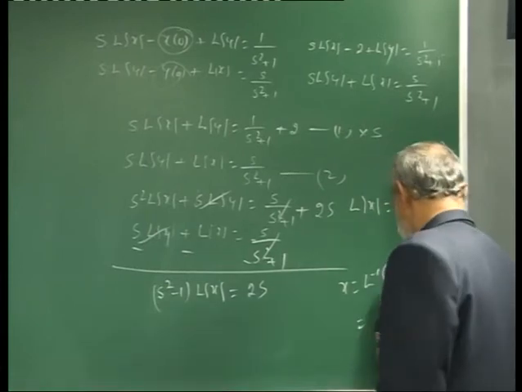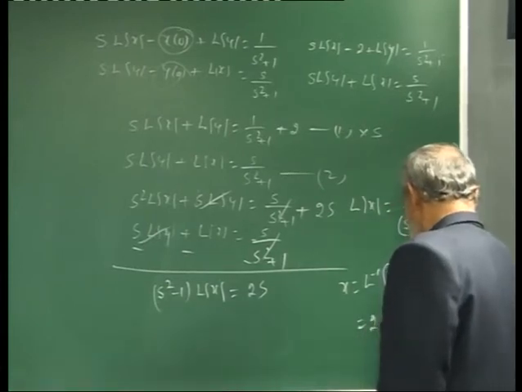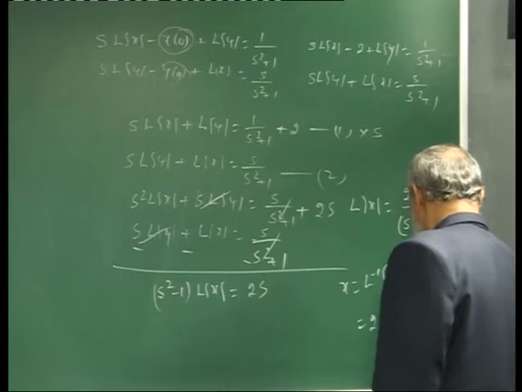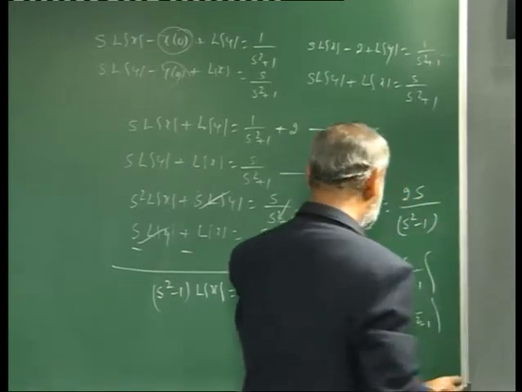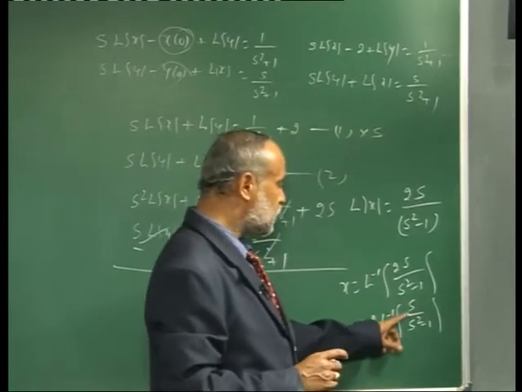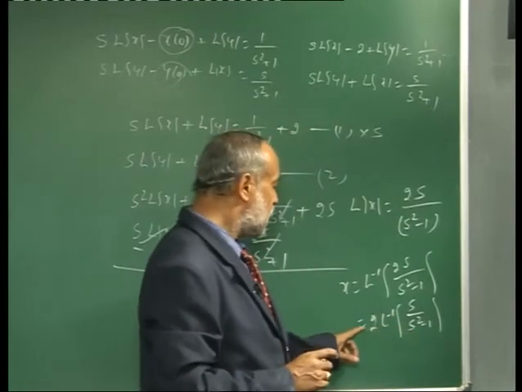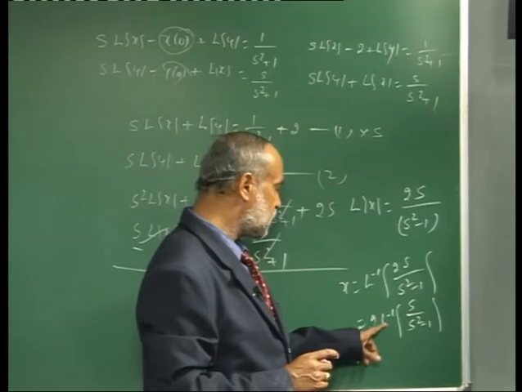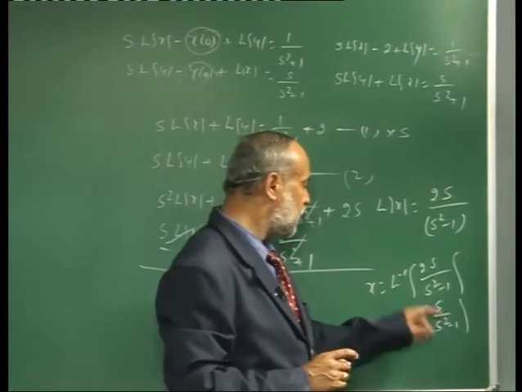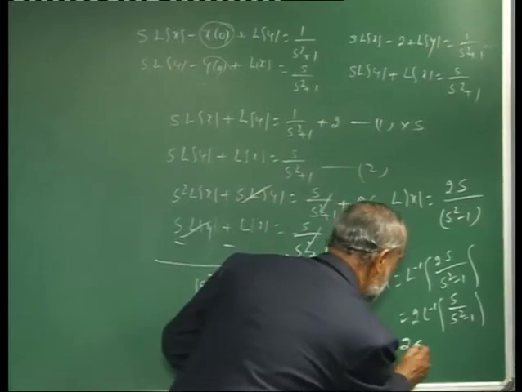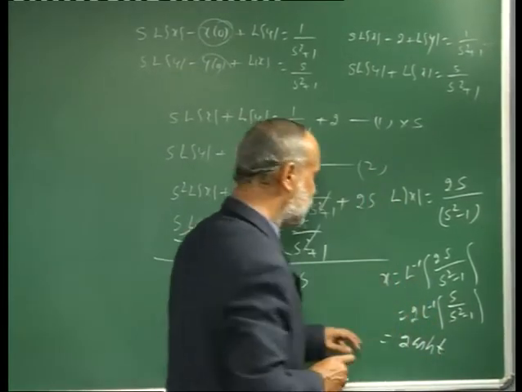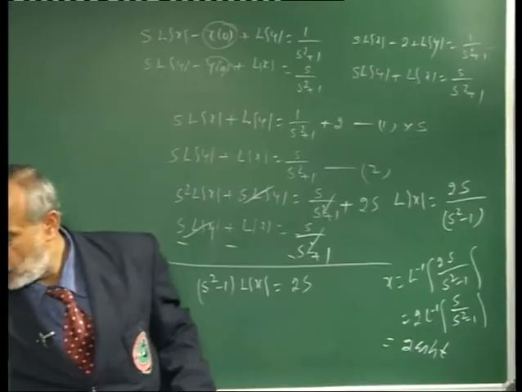Taking 2 outside, this is equal to 2 into L inverse of s divided by s square minus 1. Now you can apply the inverse Laplace transform: L inverse of s by s squared minus 1 can be written as cos hyperbolic t. So this is equal to 2 into cos hyperbolic t.